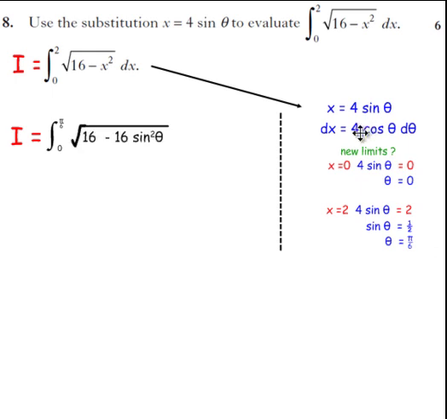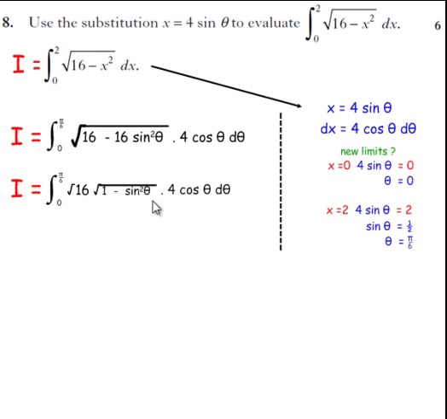The dx is 4 cos theta d theta. So we times this by 4 cos theta d theta. There's a common factor of 16 inside the square root sign. We can take this 16 outside a set of brackets, and that will be 16 bracket 1 minus sine squared theta. We can then separate into two square roots. The square root of 16 times the square root of 1 minus sine squared theta times 4 cos theta d theta.